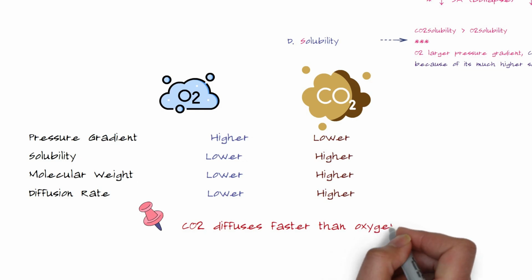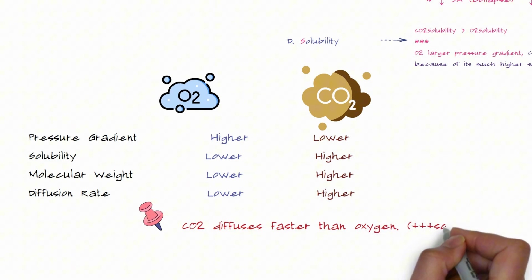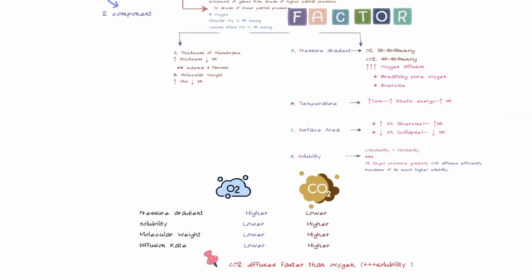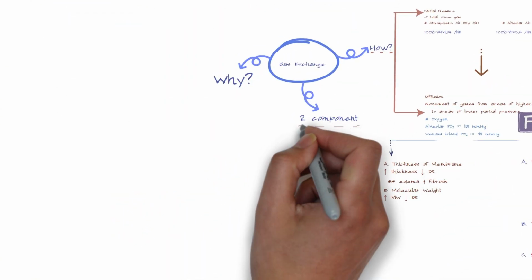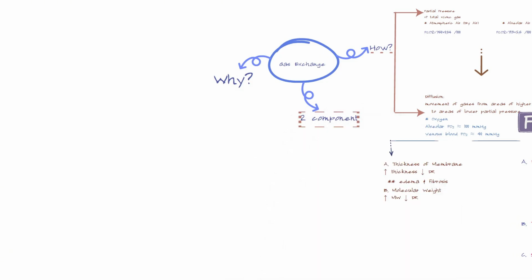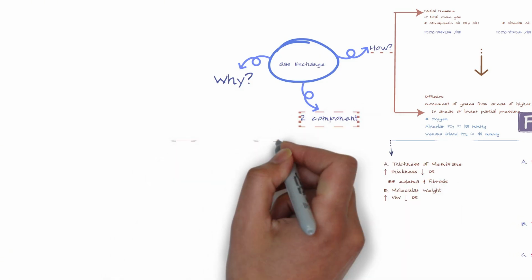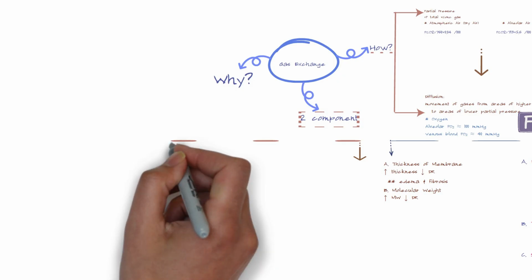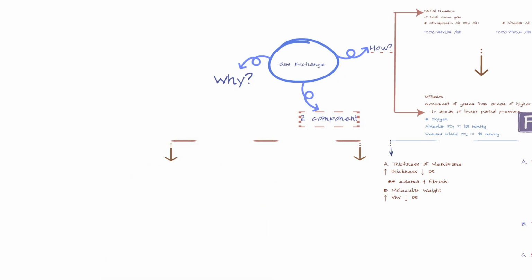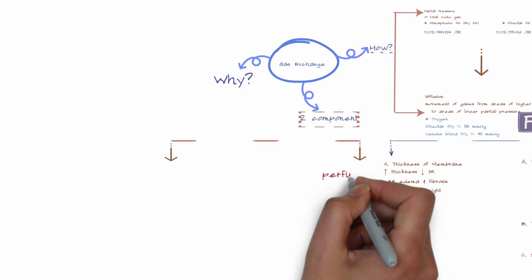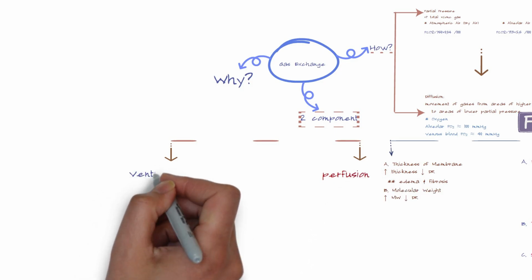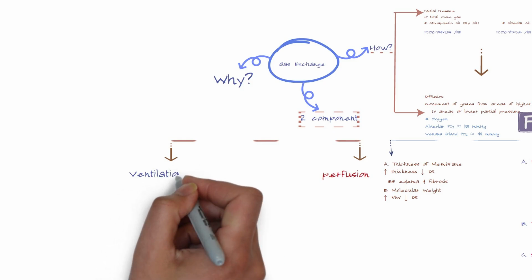So now, after we finish diffusion, let's move to the second point in our topics for today. We learned that for gas exchange we need diffusion, but diffusion alone is not enough. We need perfusion and ventilation. Both are important components for diffusion to occur. So let's start with perfusion.